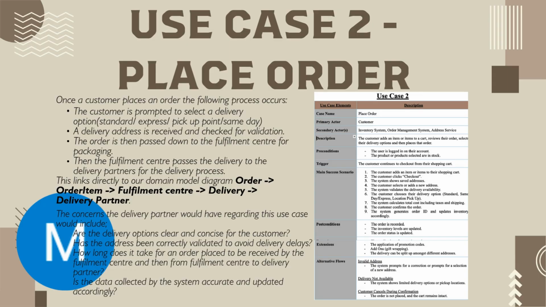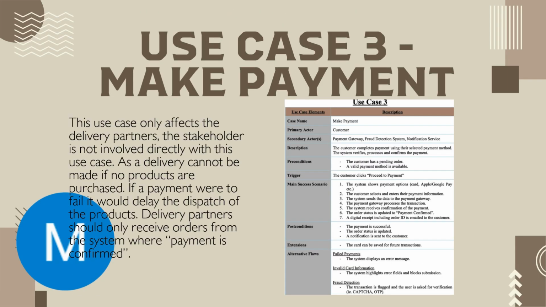The third use case is make payment. This is indirectly related, although it is relevant because deliveries can't start until the customer's payment is confirmed. The delivery partner only receives an order once payment is marked as confirmed. Use cases are helpful to see the system's behavior from the point of view of the user.